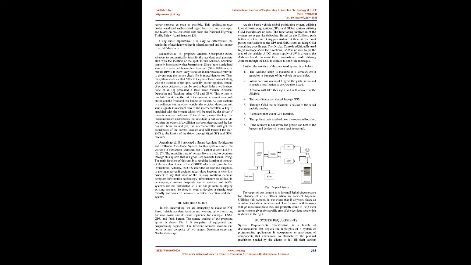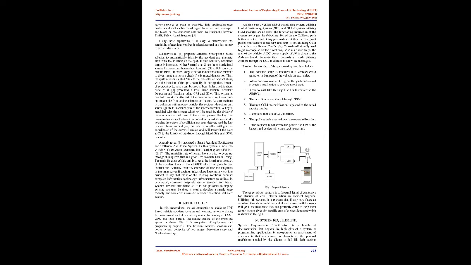Sane et al. [7] presented a real-time vehicle accident detection and tracking system using GPS and GSM. This system is much different from the rest of the systems because it uses push buttons on the front and rear bonnet of the car. As soon as there is a collision with another vehicle, the accident detection unit sends signals to the interrupt pins of the microcontroller. A key is provided with the system which will be used by the driver if there is a minor collision. If the driver presses the key, the microcontroller understands that the accident is not serious, so it does not alert the others. If a collision has been detected and the key has not been pressed, the microcontroller will get the coordinates of the current location and will transmit the alert SMS to the family of the driver through the GPS and GSM modules.